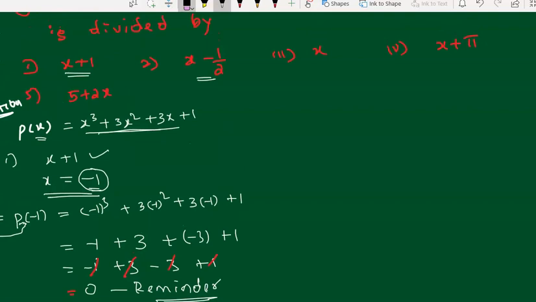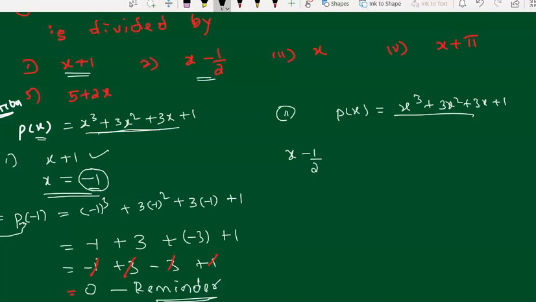Okay, so let's take the given polynomial here. Second question, the polynomial p of x is equal to x cube plus 3x square plus 3x plus 1. So this is our given polynomial. And what is the second one? The linear polynomial which is going to divide this polynomial. Let's take x minus 1 by 2.